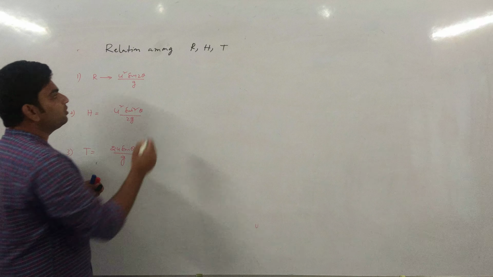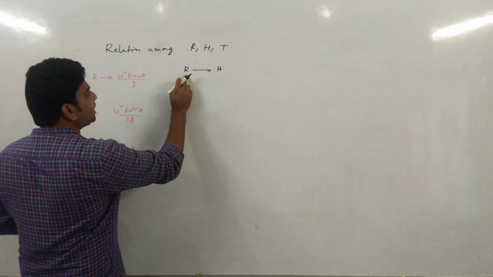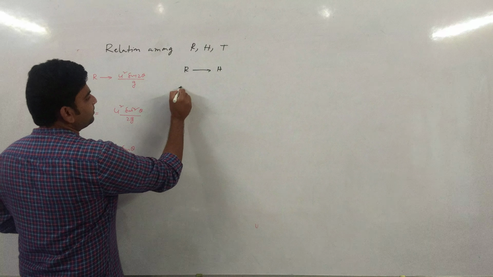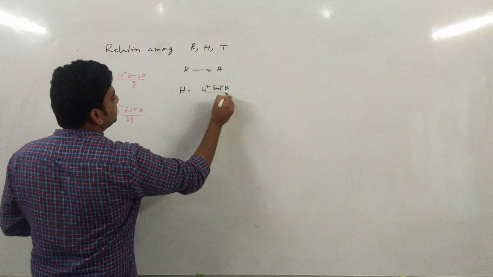We'll see. So before starting, R and H relation. We know the R value and we know the H value, right? So from here, H value is generally u square sine square theta by 2g.